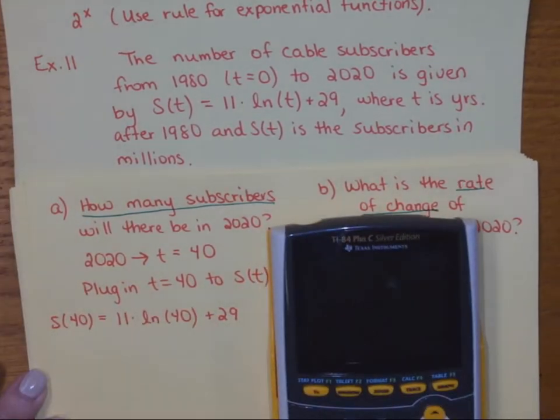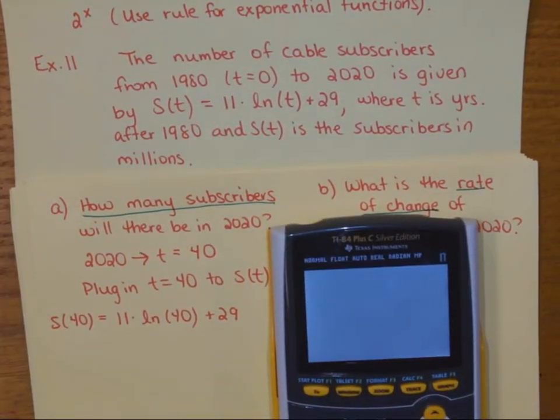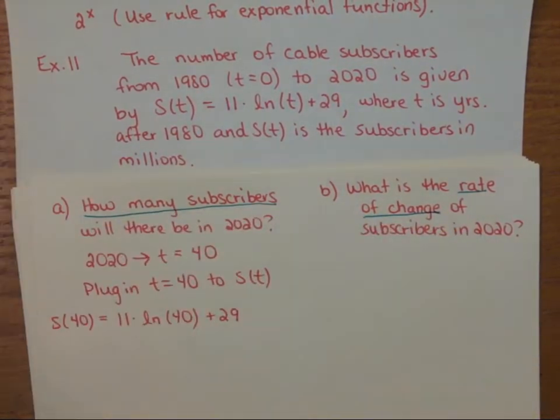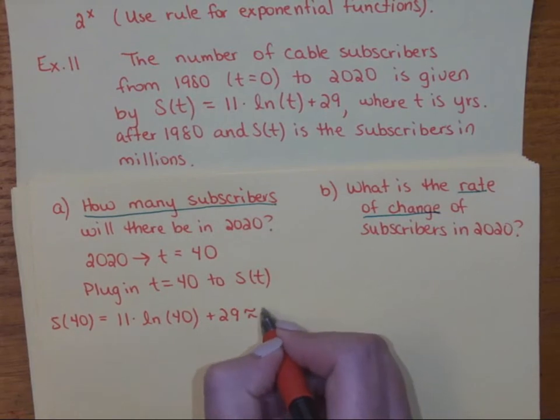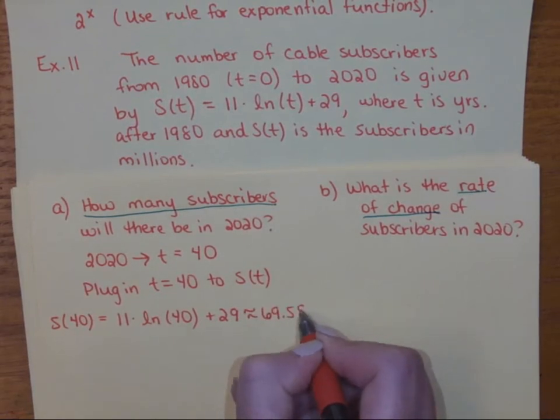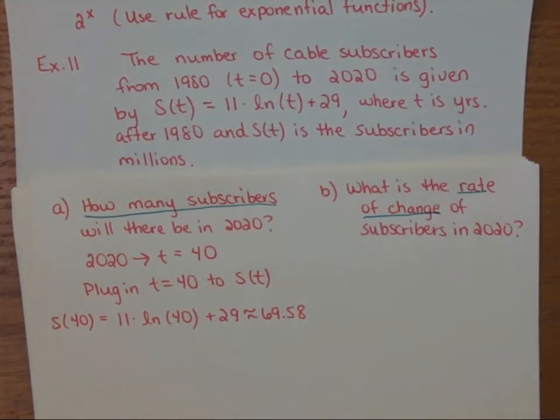So let's take out my calculator and figure that out. So 11 times ln of 40 plus 29. We're not going to get a pleasant answer, but we can round it maybe to 2 decimal places. That's kind of my go-to decimal places. So it's going to be 69.58. If you tell me on a test that that's the answer, you're going to get some credit, but you're not going to get all the credit.